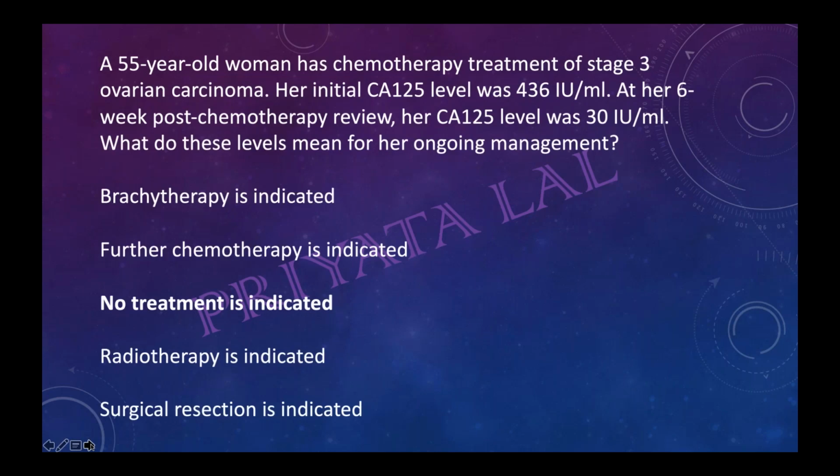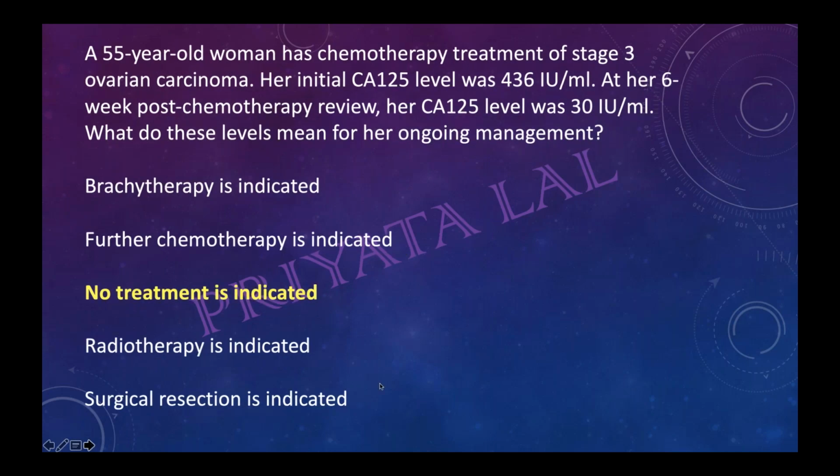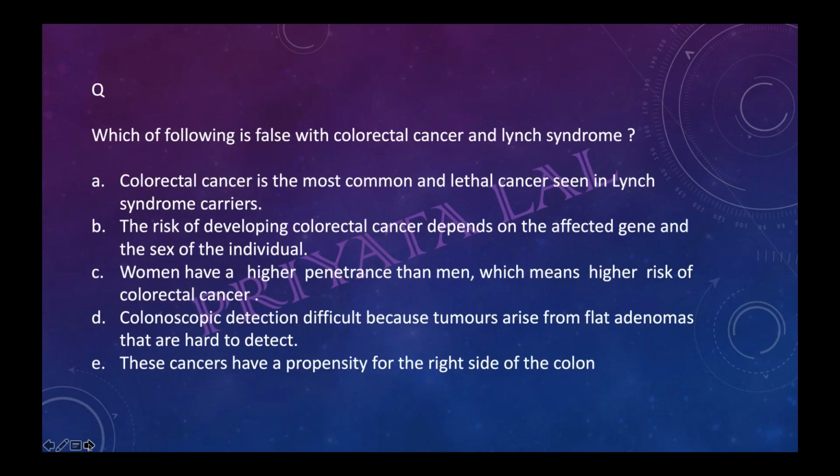So, a 55-year-old woman with stage 3 ovarian carcinoma, after chemotherapy. Initial CA125 is 436. Post-chemotherapy CA125 is 30 international units per ml. What does this level mean for ongoing treatment? Brachytherapy to be done? No treatment is required, because CA125 has almost come within the normal level. Okay.